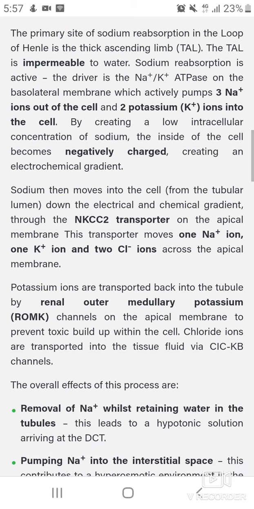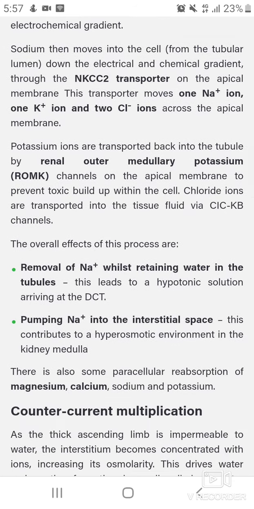The overall effect of this process is removal of Na+ whilst retaining water in the tubules. This leads to a hypotonic solution arriving at the distal tubule. Pumping Na+ into the interstitial space contributes to a hyperosmotic environment in the kidney medulla. There is also some paracellular reabsorption of magnesium, calcium, sodium, and potassium.